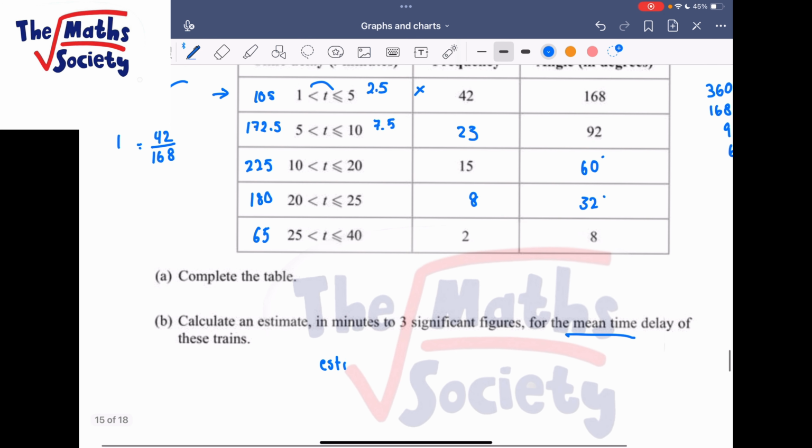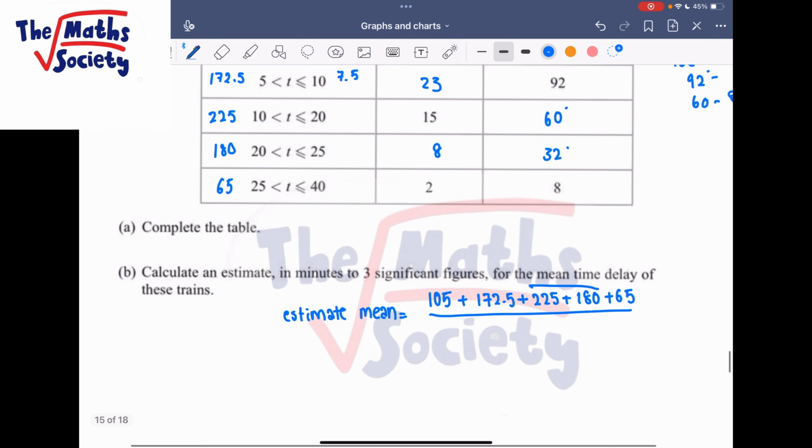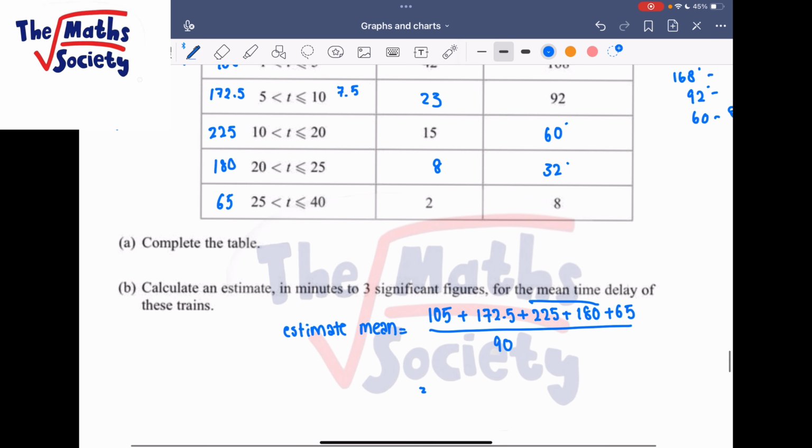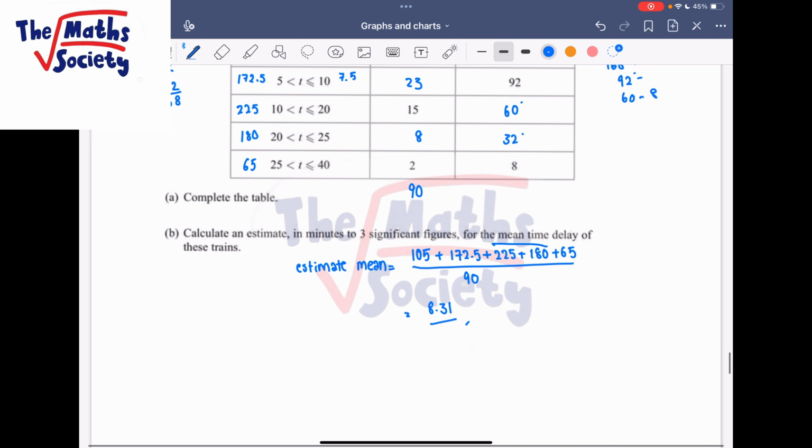So this should be just estimate mean equals 105 plus 172.5 plus 225 plus 180 plus 65 divided by 90, which is the total frequency. This one has to be 90. So that you will get an estimate of 8.31. Because they say estimate and give 3 significant figures, that should be all good.